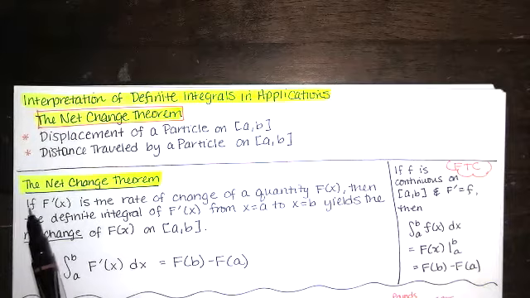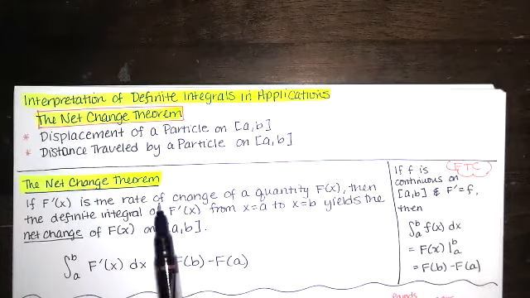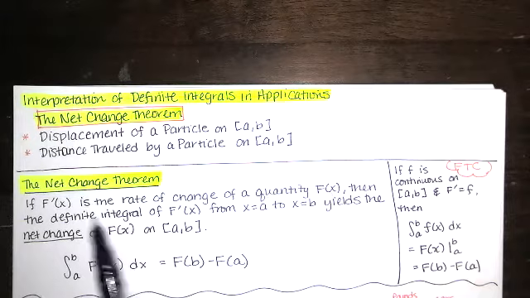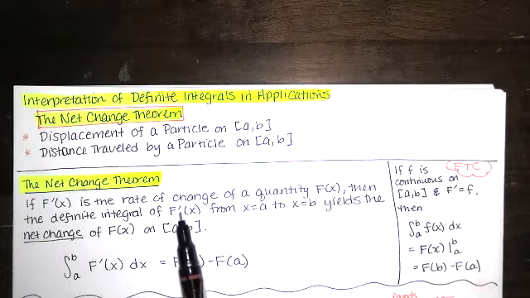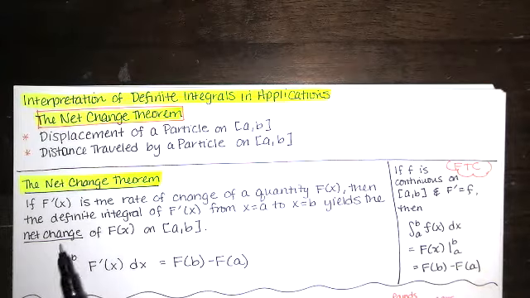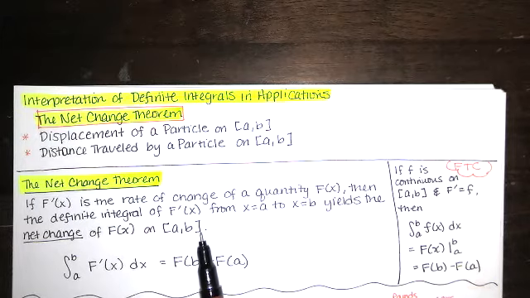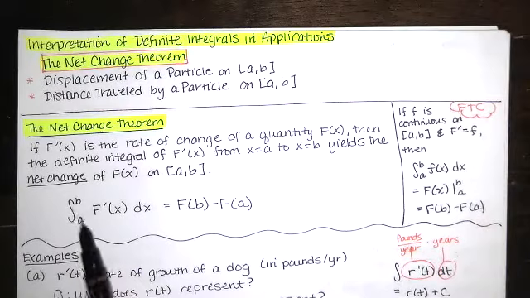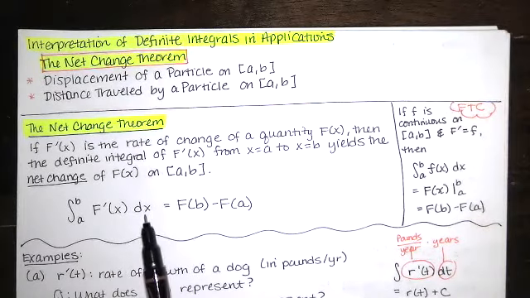It says, if f prime of x is the rate of change of some quantity, f of x, then the definite integral of f prime of x on the interval from x equals a to x equals b yields the net change in f on that interval from a to b. So what we're saying is, I've got the integral from a to b of f prime of x dx.